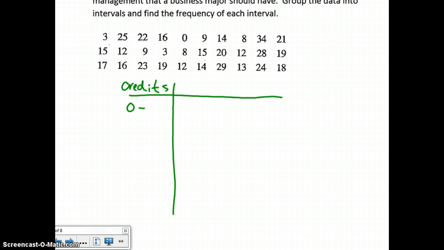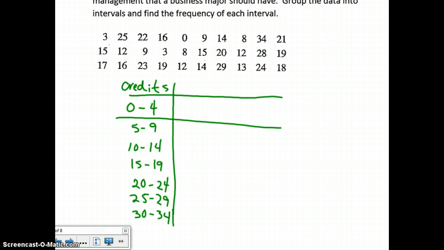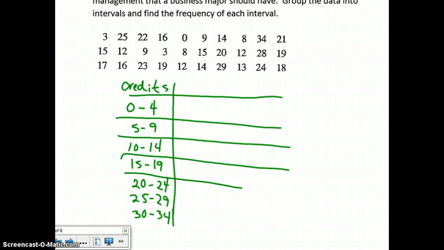going from 0 credits to 4 credits, 5 to 9, 10 to 14, 15 to 19, 20 to 24, 25 to 29, and 30 to 34. And then I'm just going to count how many entries, or in this case college credits, were in each interval.